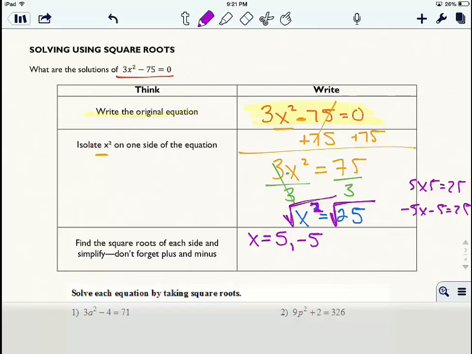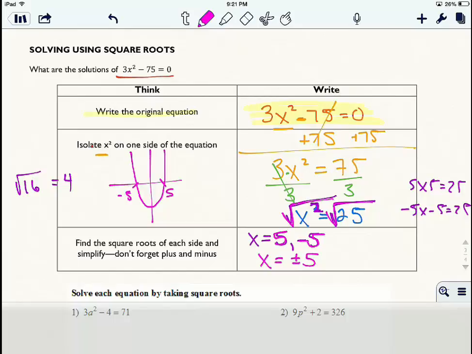So again, if I just gave you a problem on a worksheet and said, what's the square root of, say, 16, you would say 4. But if you, as the mathematician, decide to square root to solve a problem, you have to find all of the answers. And in this case, mathematicians are lazy, so we often write it as plus or minus 5. Again, that just means positive 5 is an answer, and so is negative 5. If you were to graph this equation, it'll cross at positive 5 and negative 5.